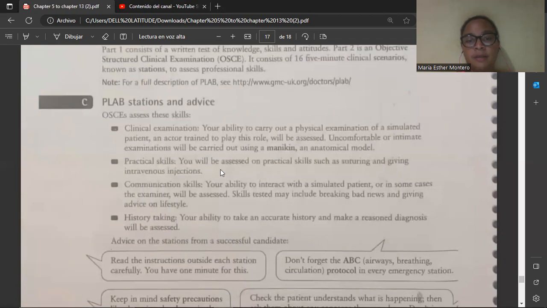Practical skills: you will be assessed on practical skills such as suturing and giving intravenous injections. Communication skills: your ability to interact with simulated patients, or in some cases, the examiner, will be assessed. Skills tested may include breaking bad news and giving advice on lifestyle. History taking: your ability to take an accurate history and make a recent diagnosis will be assessed.